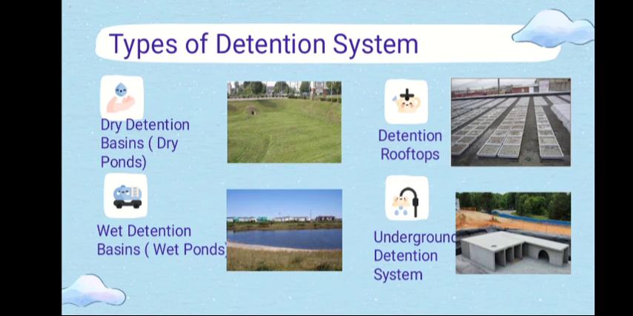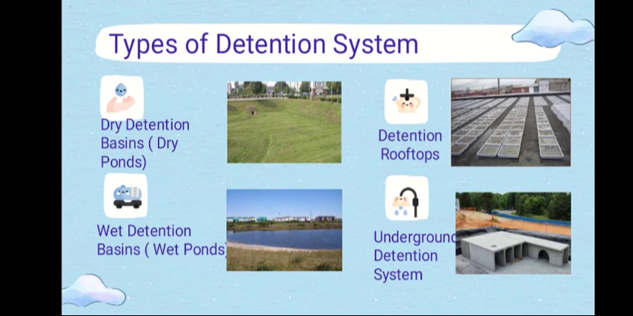In order for us to better understand and picture what stormwater detention systems are, let's go through some of the types of these systems. Stormwater detention systems can be classified based on their design and application. The first one is what we call the dry detention basins, which are the dry ponds. Dry detention basins are designed to remain dry between storm events. They temporarily store runoff during a rainstorm and slowly release it through the outlet structure. They are also often used in residential, commercial, and industrial developments.